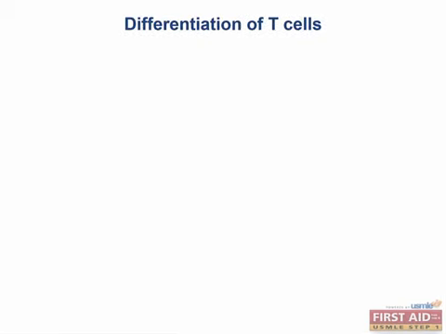We will now discuss the differentiation, the activation, and finally the function of T cells. First, we'll start with the differentiation. T cells are born in the bone marrow, like other blood cells. They then migrate to a certain organ. Do you know the name of that organ? I'll give you a hint. It starts with a T.